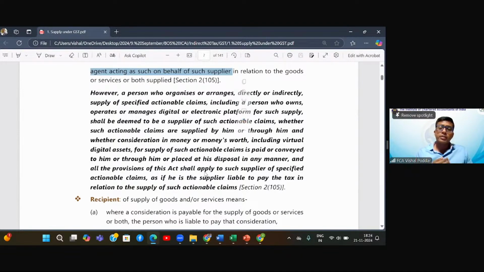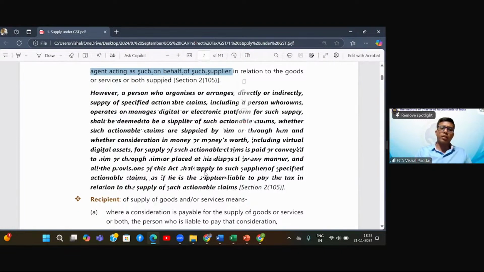So the company is the supplier of this actionable claim, by you making the payment of 100, which is your consideration. Against that, the company is giving you the actionable claim, whereby tomorrow if you win, you have the right to claim that money legally from the company. So this is the whole point, which is the supply, and this online gaming company is now called the supplier.